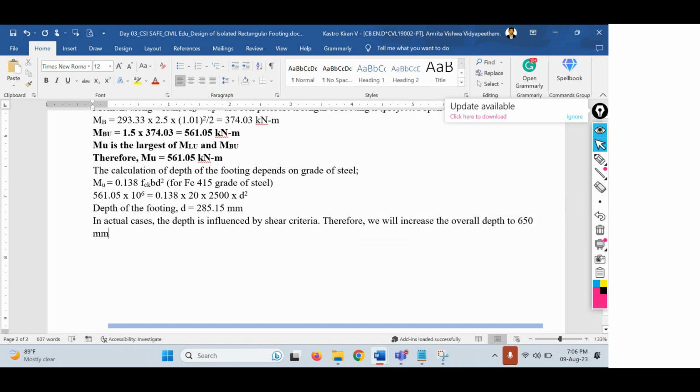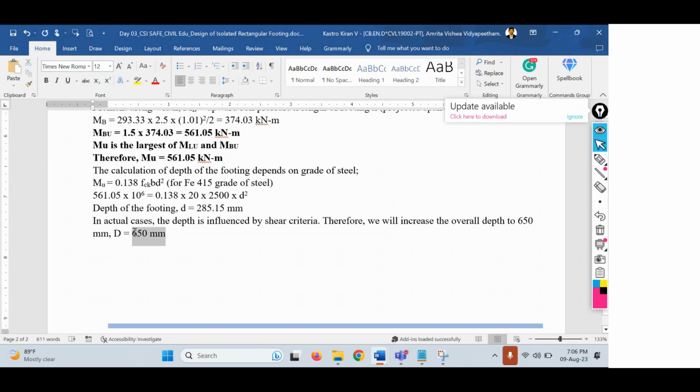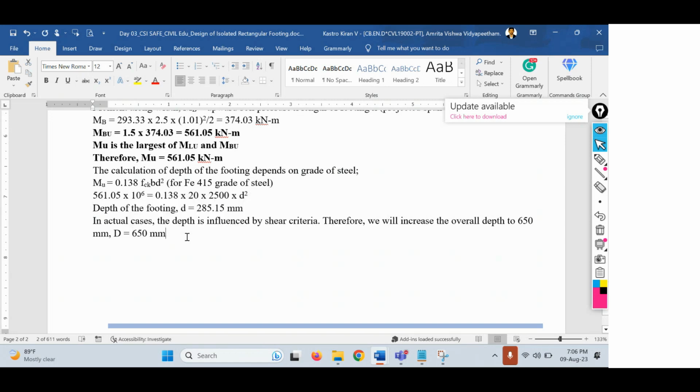So this is basically the capital D value. Capital D equals 650 mm, the overall depth of the footing. Suppose you find 650 mm to be oversafe when we calculate the shear criteria, that is one-way shear and two-way shear. If we find this 650 mm as over depth, then we will decrease the depth. If we find this 650 mm as not safe, then we have to increase the depth. If we find this 650 mm as sufficient, then we don't change anything. That's the condition here.